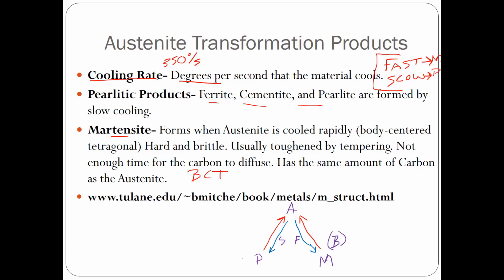And vice versa. If I have martensite and I heat it up to 1800 degrees, it's going to be austenite. And then if I slow cool it, I'm going to be back into pearlitic products. If I take martensite and I austenize it at 1800 degrees and I quench it again, I'm going to end back up in martensite.